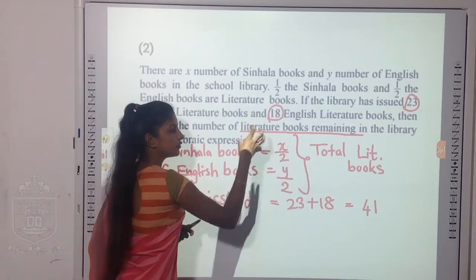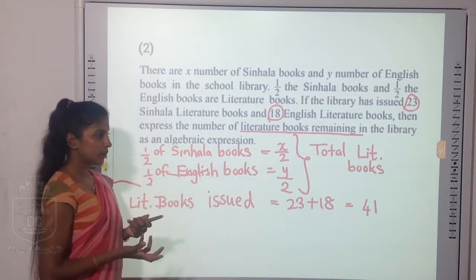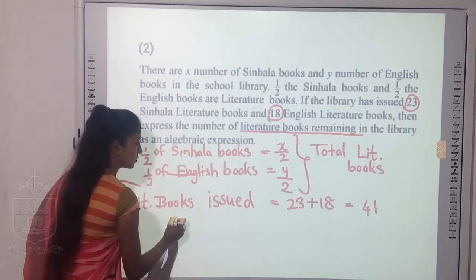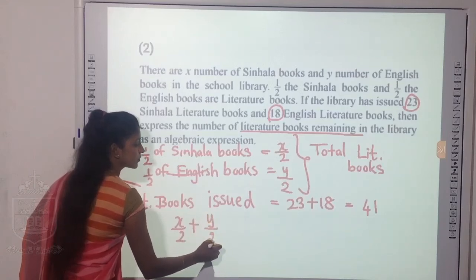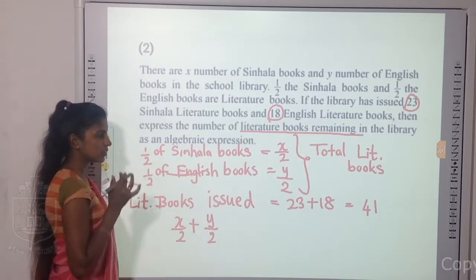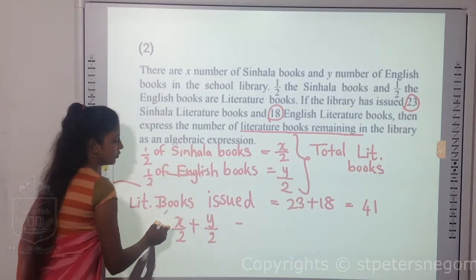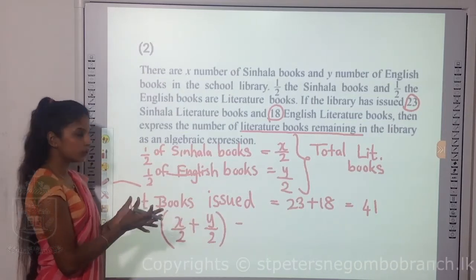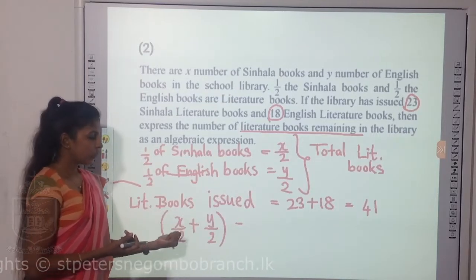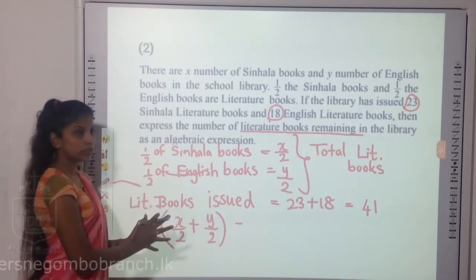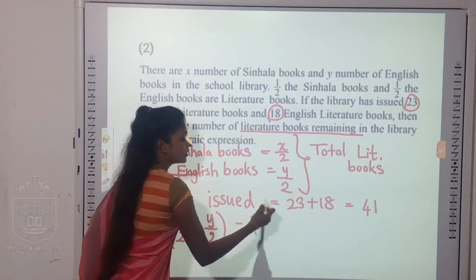Now this is the total. From this total, what you have to do? You have to subtract this amount in order to find the remaining. So this is the total number of books: x over 2 plus y over 2. This is the total number of books present in the school library. You can put a bracket to represent the total, because you have to add both of them. That's why I put the bracket here to show the addition. Then from that total amount you have to subtract 41, which is issued, and that will give you the answer.